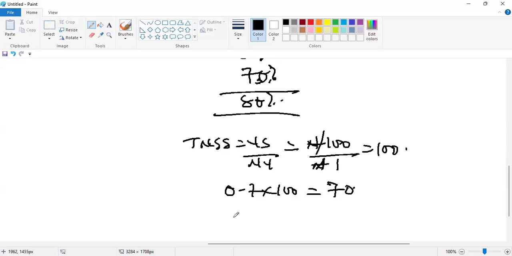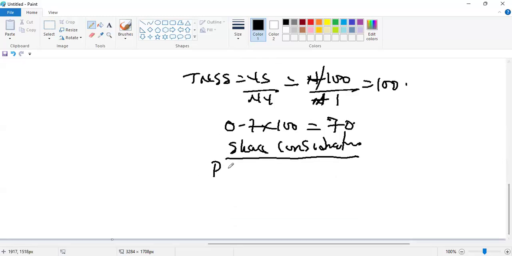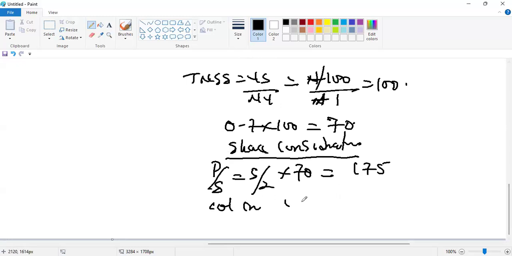How does it pay for the 70 shares consideration? Parent over subsidiary is 5/2, so 5/2 times 70 gives 175. What is the market price per share the parent has given me? Cost of investment debit: 175 times 12, which is 2,100.